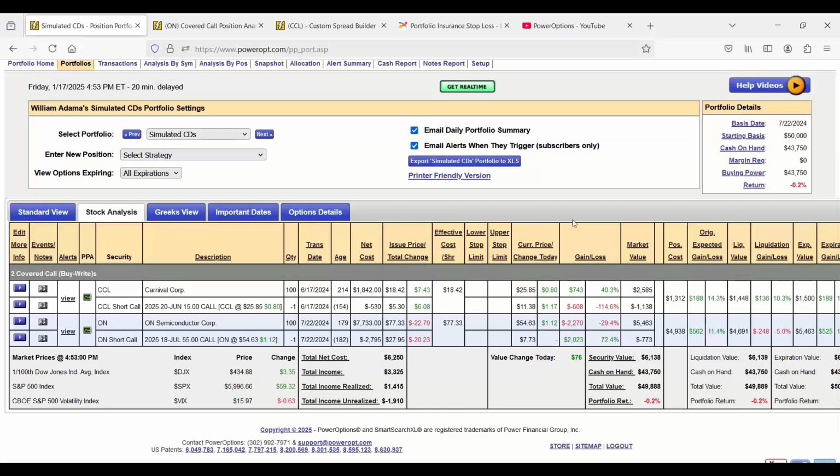Can you roll and adjust? Yes. Will the profit and loss portfolio tools show you potential rollout opportunities that are there? Yes, they will, if they're available. The idea is based on what trading plan you develop.